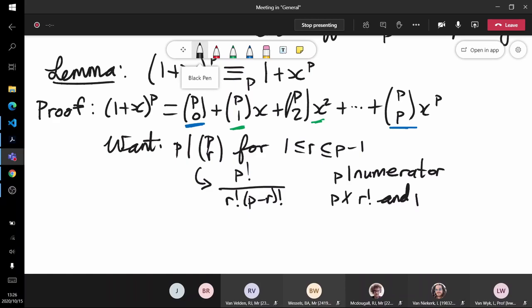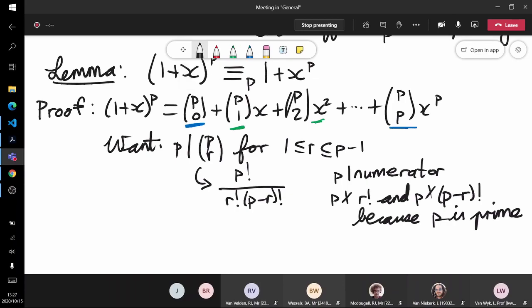And similarly, p does not divide (p minus r) factorial. This is because p is prime. So p divides each of the terms in the middle. We're only left with p choose 0 at the start, p choose p at the end, and so the lemma is proved.